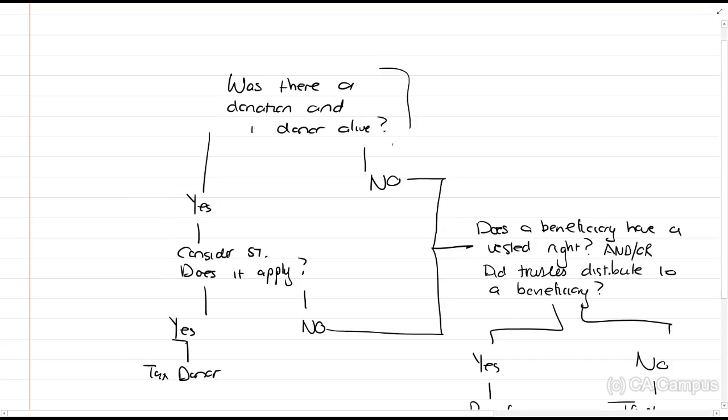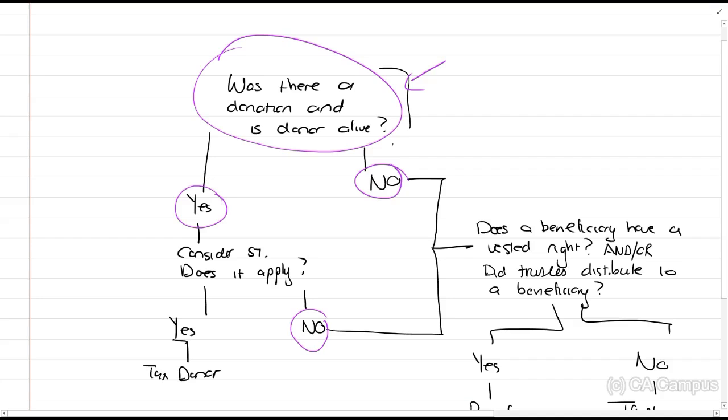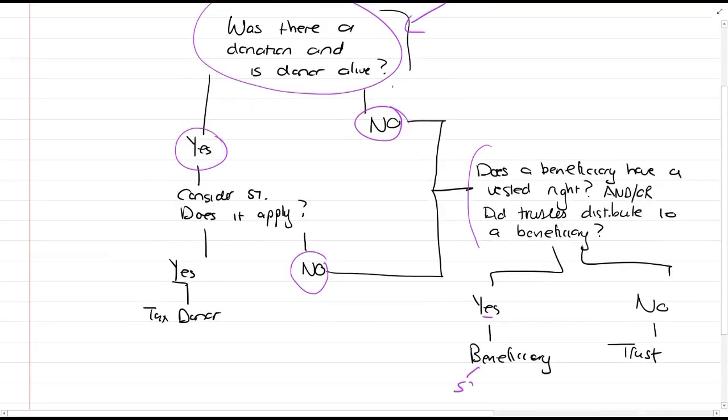Go back up. Was there a donation and is the donor alive? Yes. Consider section 7. Does it apply? No. Or was there a donation and is the donor alive? No. Both of those lead to the same question. Does the beneficiary have a vested right? Or, those can be used either one. Did the trustees distribute something to the beneficiary? If yes, then the beneficiary is taxed. This is section 25B, and also section 25B, the trust, if no one else is. So this is the constant question that we ask ourselves.